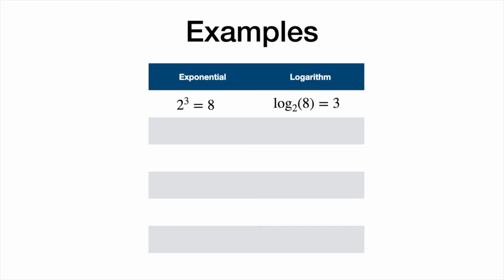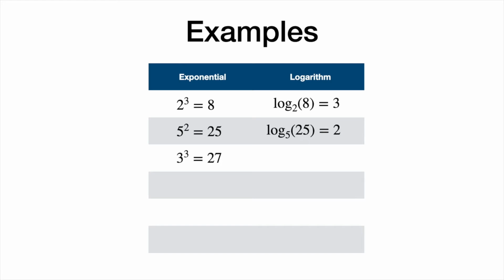That says, what power do we raise 2 to in order to get 8? And the answer is 3. 5 to the second power is 25. Equivalently, we could say log base 5 of 25 is 2. What power do we raise 5 to get 25? And the answer is 2.